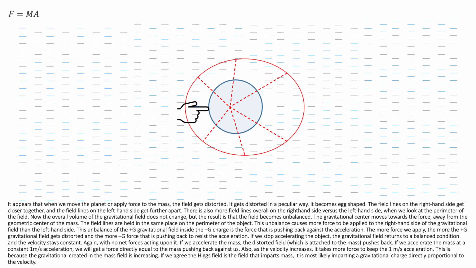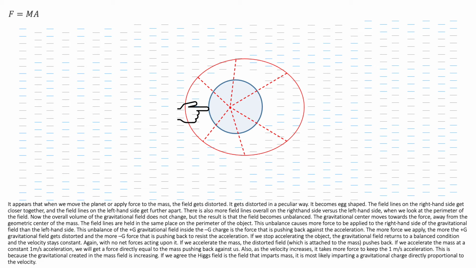It appears that when we move the planet or apply force to the mass, the field gets distorted. It gets distorted in a peculiar way. It becomes egg-shaped. The field lines on the right-hand side get closer together, and the field lines on the left-hand side get further apart. There is also more field lines overall on the right-hand side versus the left-hand side, when we look at the perimeter of the field. Now the overall volume of the gravitational field does not change, but the result is that the field becomes unbalanced. The gravitational center moves towards the force, away from the geometric center of the mass.